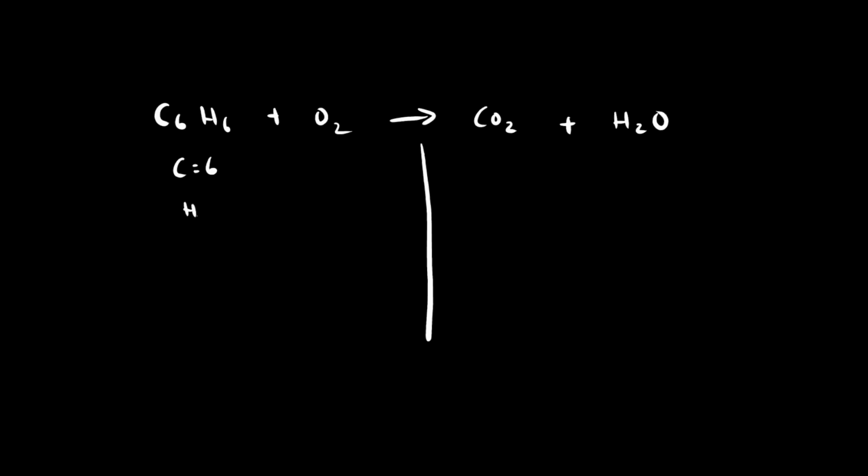C6H6 benzene reacts with oxygen to produce CO2 and water. On the left hand side we have 6 carbon, 6 hydrogen, and 2 oxygen. On the right hand side we have 1 carbon, 2 hydrogen, and a total of 3 oxygen.